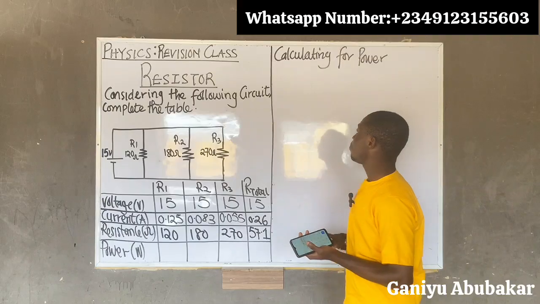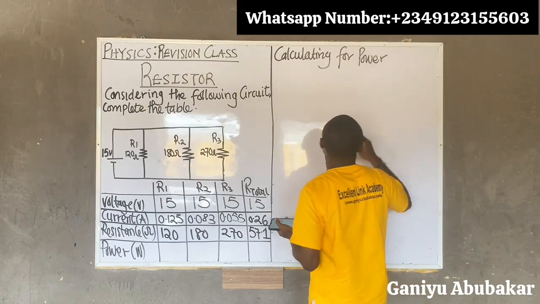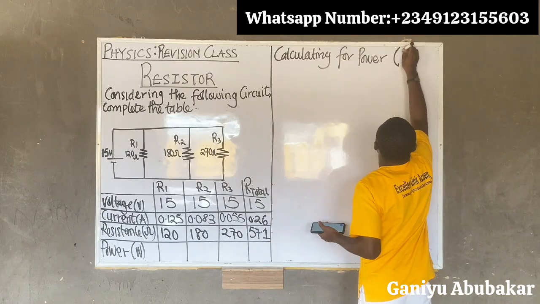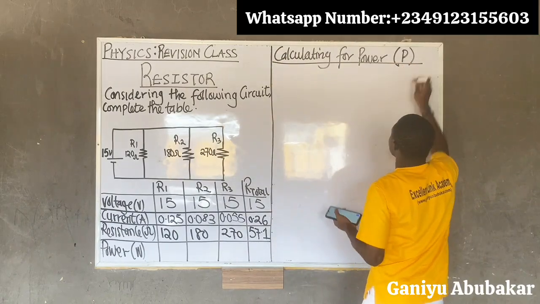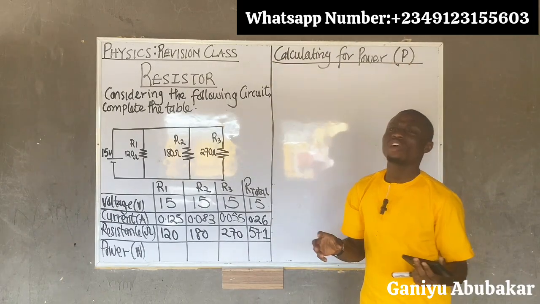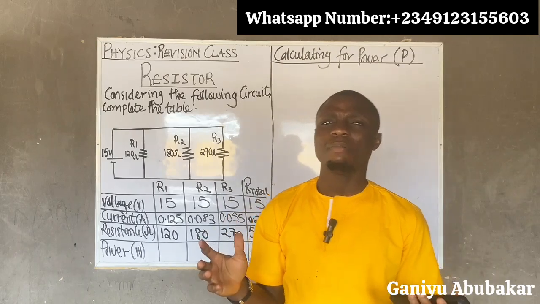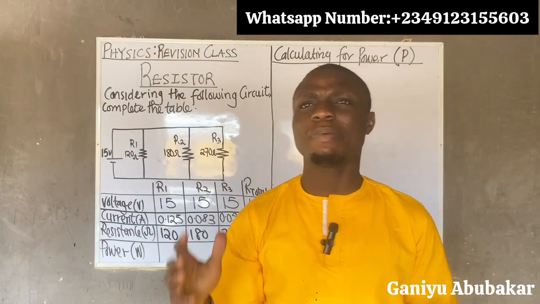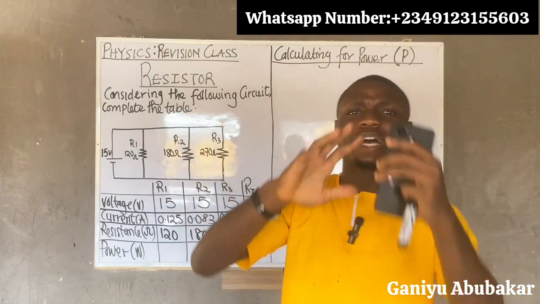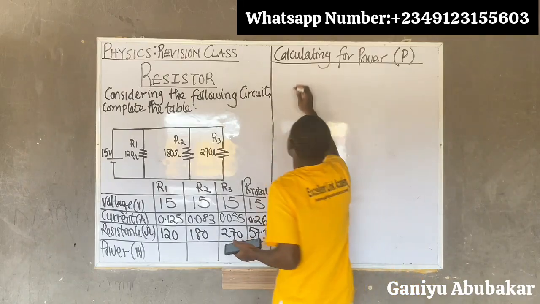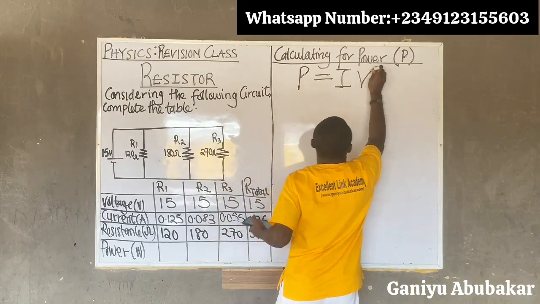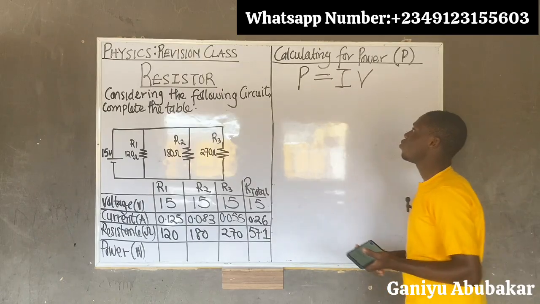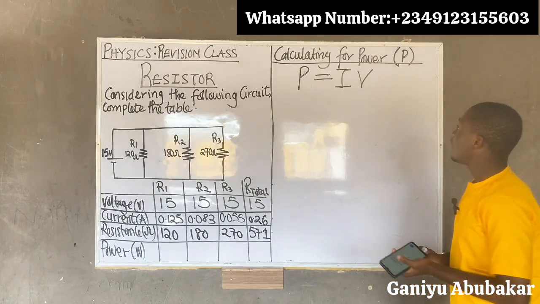Right, let's do power calculation for power in brackets P. Of course, your power is measured in watts, right? So for power, when it comes to voltage, resistor, capacitor, etc., power in this case, P, is equal to IV, right? So P is equal to IV in this case.